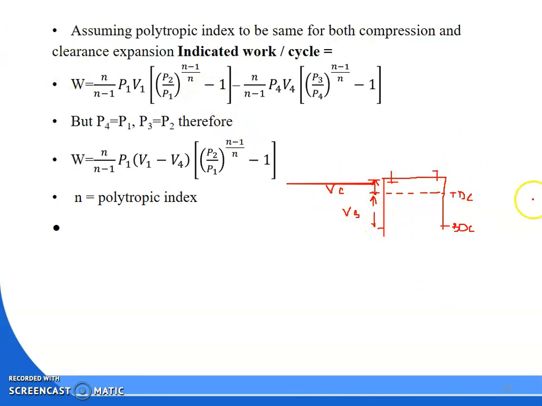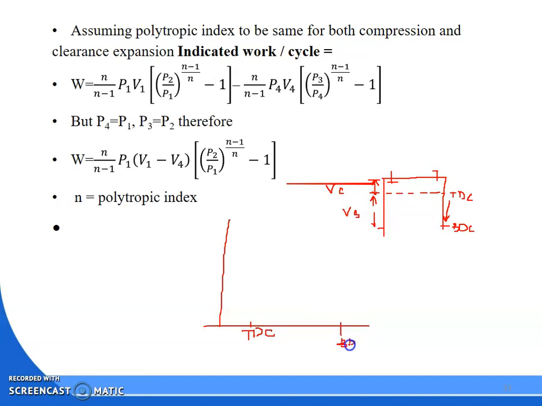Imagine when you are not considering any clearance: after delivery, there is no air left inside the cylinder, so that is a straight line. But in this case, during the suction stroke, when the piston moves from TDC to BDC, a negative pressure will be created here. So if you draw the PV diagram, this one is your TDC, top dead center, and this one is your BDC, bottom dead center.